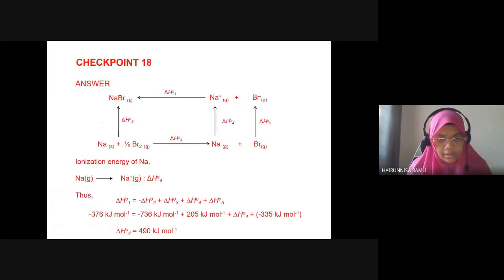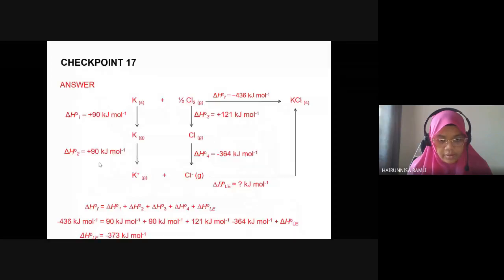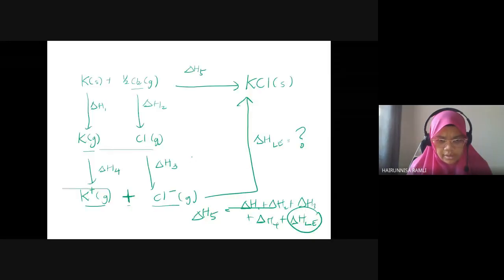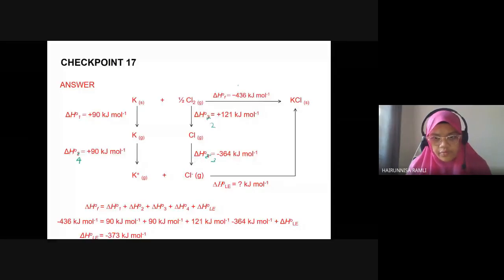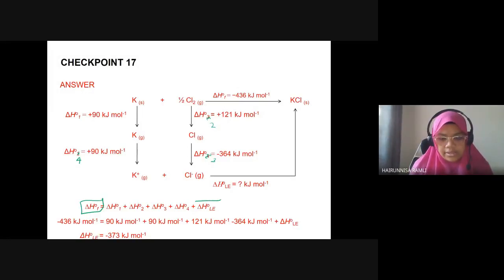Sini. Eh, mana tadi? Oh, mana? This is actually number 4, right? So this is number 2. Number 3, if I'm not mistaken. Yes. Takut terconfuse pula kan. Ha. So, the value. Ni lah, enthalpy. You nak cari is LE. Lattice energy. Okay? Clear eh?